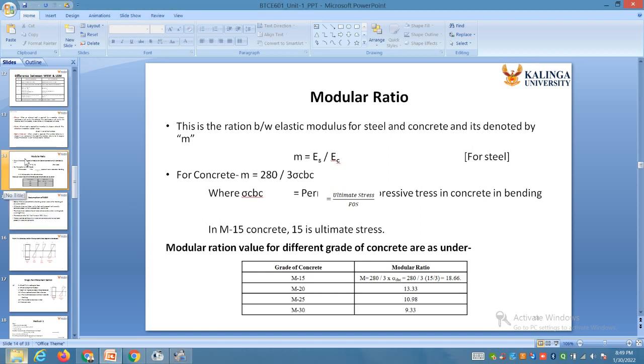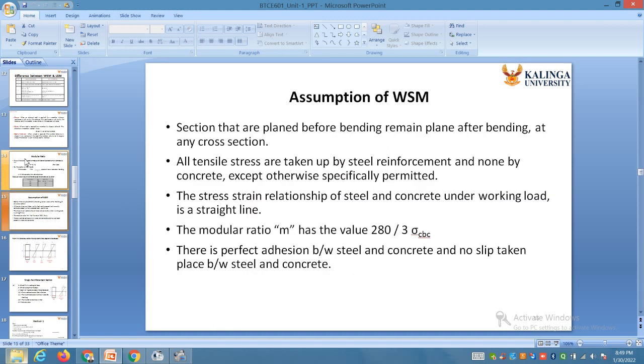Then, what are the assumptions in working stress method that I have mentioned in this slide? As you have already seen, working stress method is a method in which material properties are considered and factor of safety is applied to the strength of material and not to the loads. It's okay, fine. But what are the assumptions made?